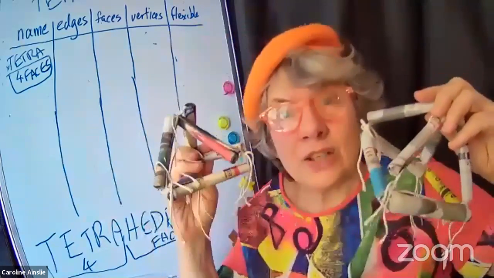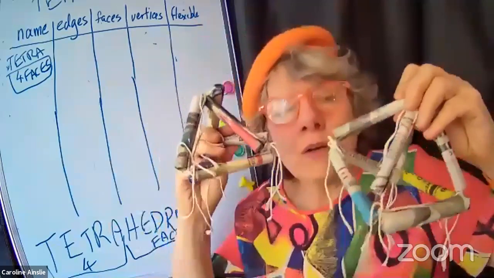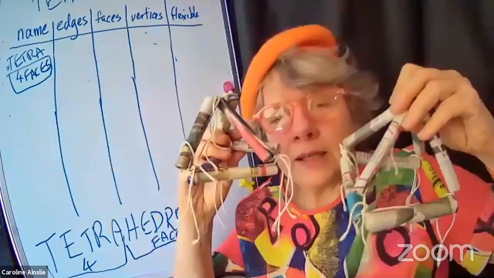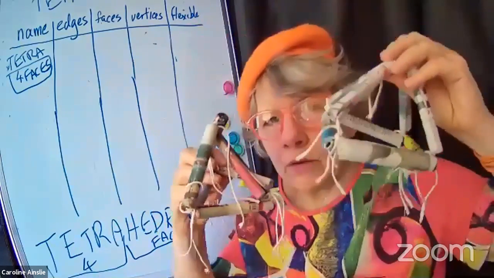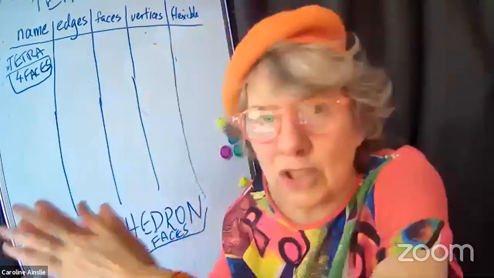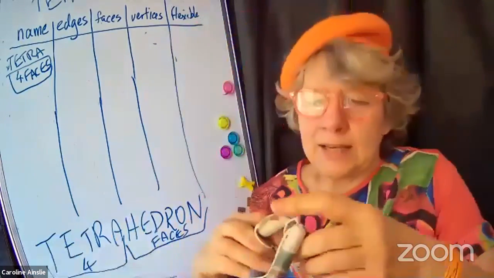So in an earthquake, or in a building or a bridge, which shape would you base it on? Lots of triangles or not so many triangles? That's one of the structural engineering questions. Right, now 4 faces, how many edges?